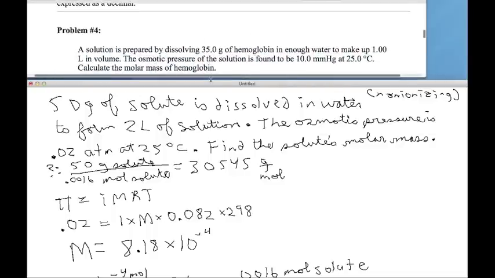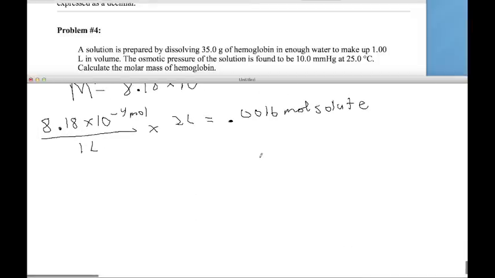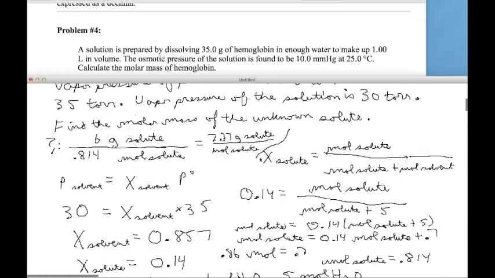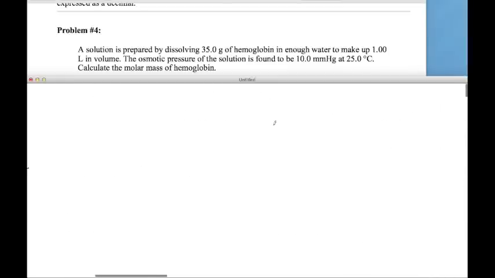So let's try problem 4. A solution is prepared by dissolving 35 grams of hemoglobin in enough water to make up 1 liter of volume. And the osmotic pressure of the solution is found to be 10 millimeters of mercury at 25 degrees C. Calculate the molar mass of hemoglobin.